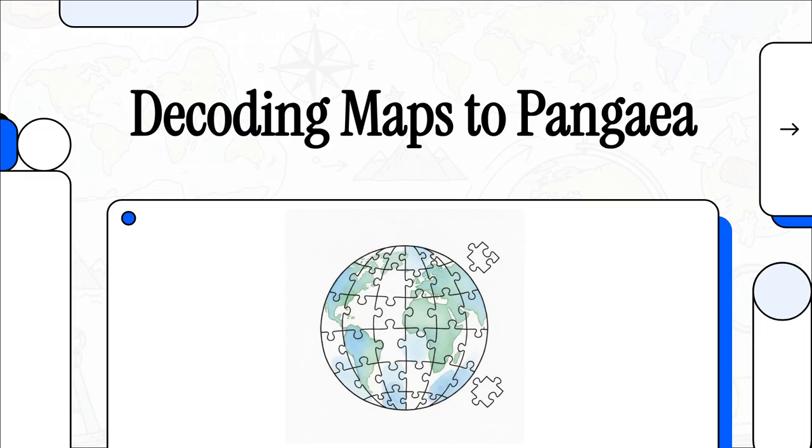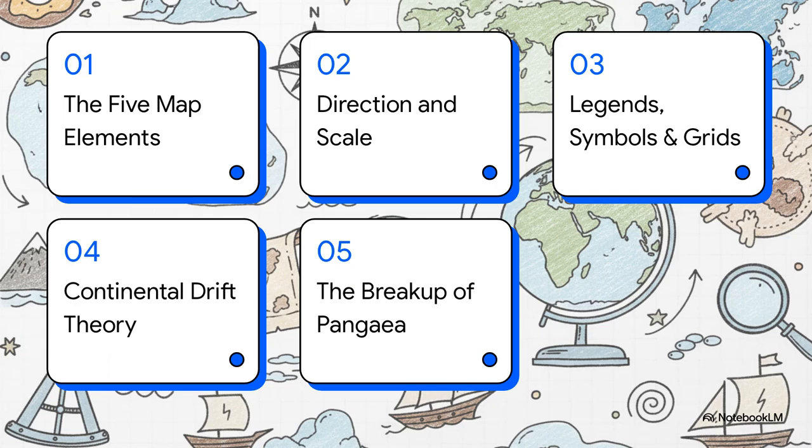We're taking a journey from the bare bones basics of cartography all the way back to a time when our planet looked completely, literally unrecognizable. Here is our roadmap for today. We'll start with the 5 map elements, then look at finding direction and scale, and move on to legends, symbols, and grids. After we've got the basics down, things get wild with the continental drift theory. And finally, the breakup of Pangaea. Let's just jump right in.